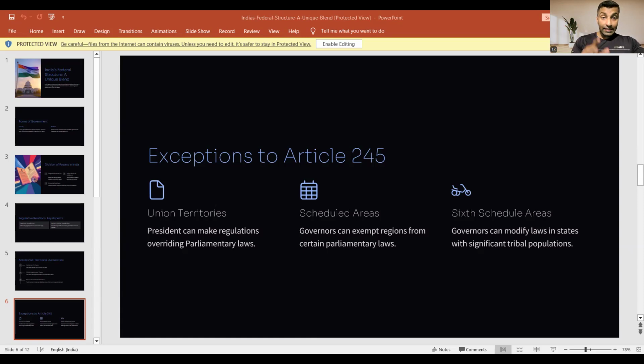Now coming to the Sixth Schedule areas. In states with a significant tribal population, for example Assam and Meghalaya, the governor can modify or prevent parliamentary laws from applying to these areas. So that comes under the Sixth Schedule. Here the governor can modify, or can even prevent, the application of parliamentary law in the state. The governor has that power. Now the territorial jurisdiction is over.